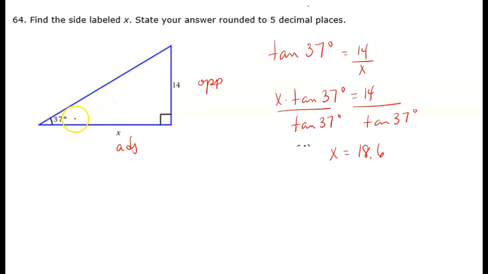Okay, on this one, I'm working with a right triangle. Remember, SOHCAHTOA, which is your opposite, adjacent, hypotenuse, only works in a right triangle. So this is a right triangle. So I'm working with the opposite and the adjacent. So I need to use tangent. So tangent of 37 is opposite over adjacent. Cross multiply. And that means I'm going to end up needing to get x by itself by dividing by the tangent of 37. So 14 divided by the tangent of 37 is 18.6.